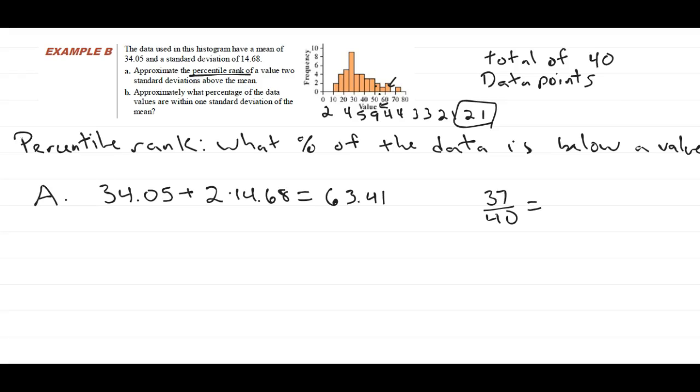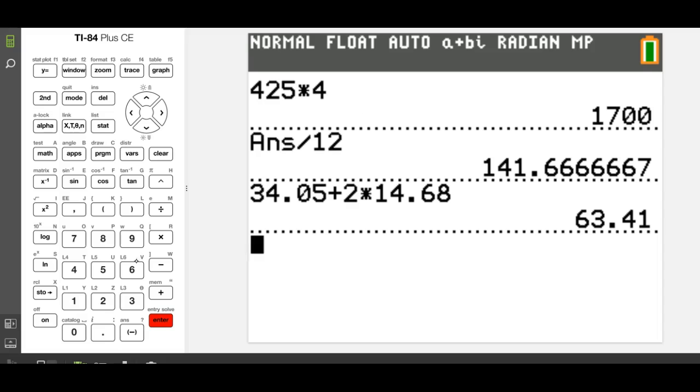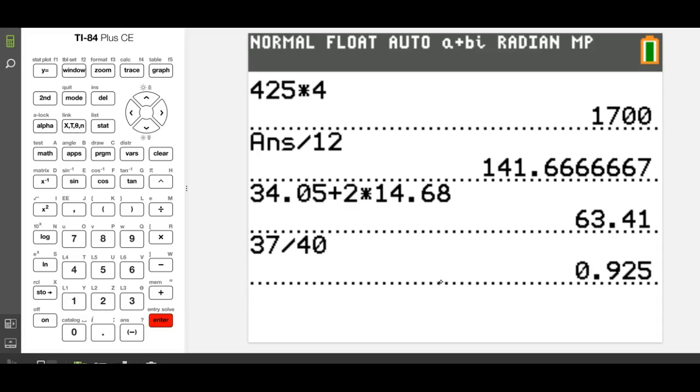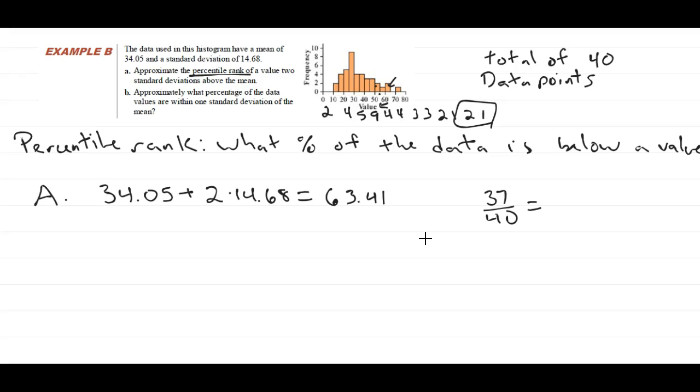So if we say, what percent is that? Let's take 37 divided by 40. So 37 divided by 40. And you end up with 0.925. So then the percentile rank would be 92.5%.